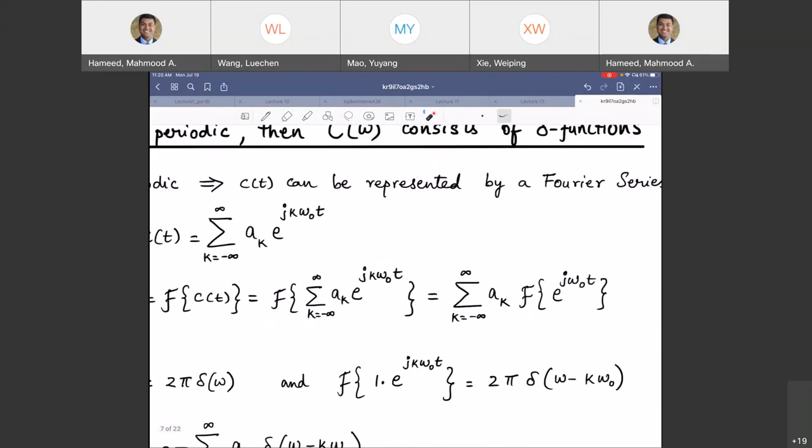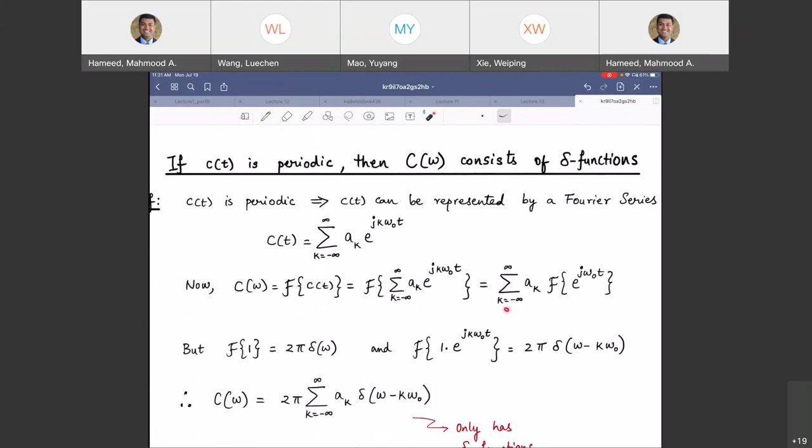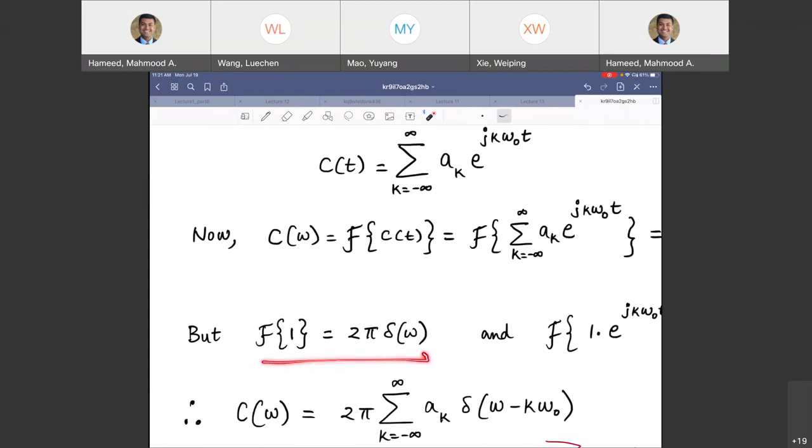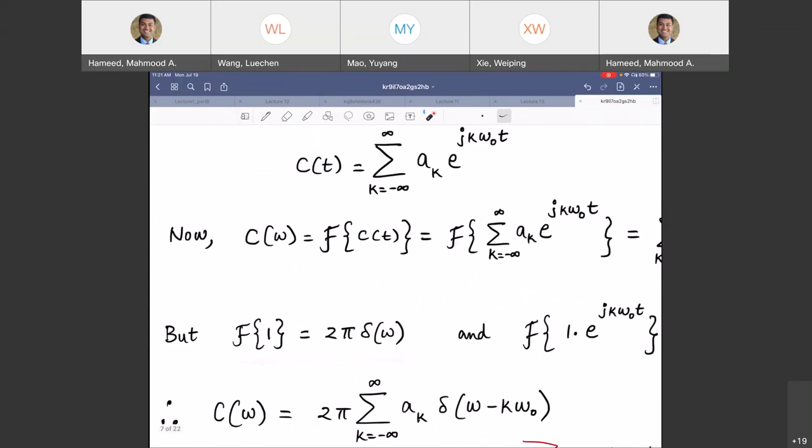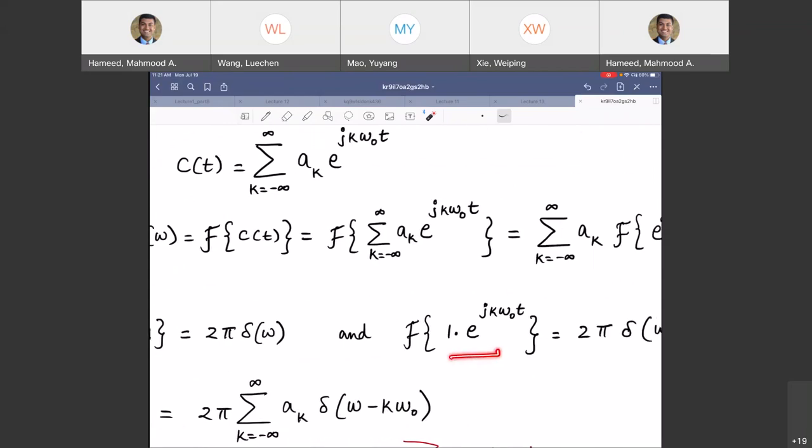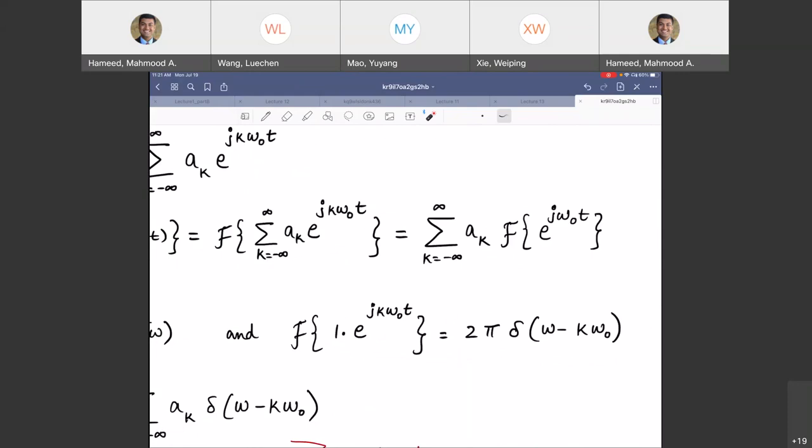If you want C of omega, then you're after the Fourier transform of c of t. That means you're after the Fourier transform of this summation. Because the Fourier transform is essentially integrating out time, you can bring the Fourier transform operator inside, and leave out a_k, which are constants as far as the Fourier transform is concerned. All you are left with is the summation over all k of the Fourier series coefficients times the Fourier transform of e to the j k omega naught t. We know what that is by using the frequency shift property. The Fourier transform of the constant 1 is 2 pi delta of omega. If you multiply the 1 with e to the j k omega naught t in time domain, that corresponds to a frequency shift, omega minus k omega naught.